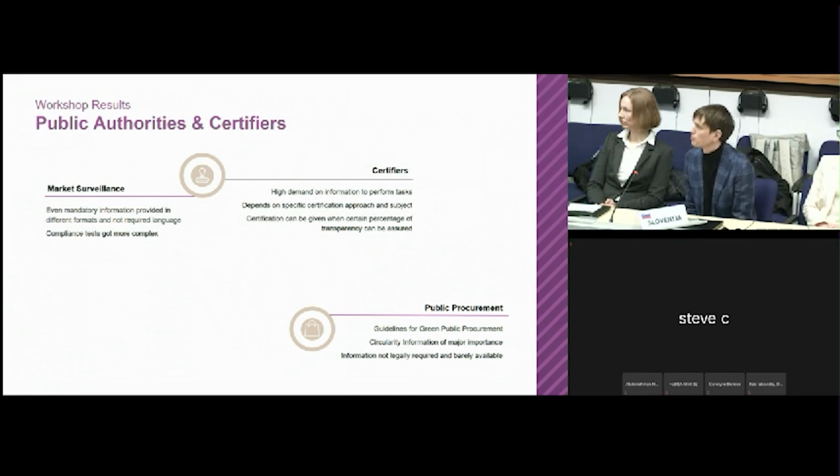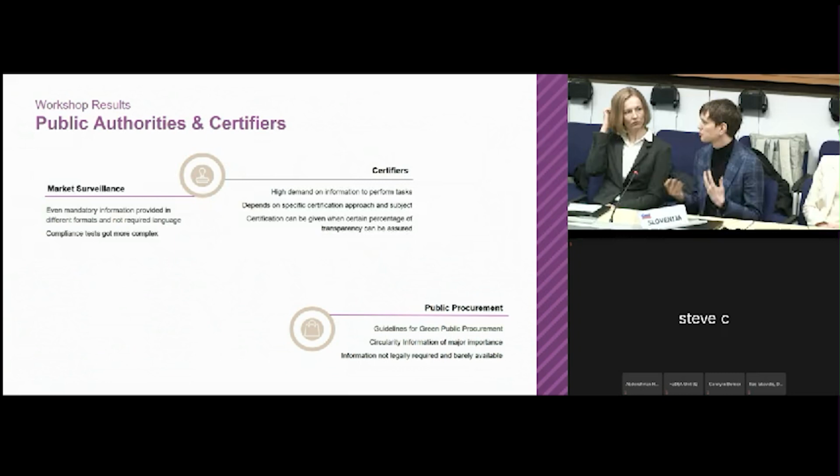We also talked to public authorities and certifiers. From market surveillance, we got the feedback that even for mandatory information, they are often coming in different formats and not in the required language, which makes their compliance tests more complex in recent years, as they also have to do more there. For certifiers, they have a high information need, which depends obviously on the certification approach and the subject which they certify.